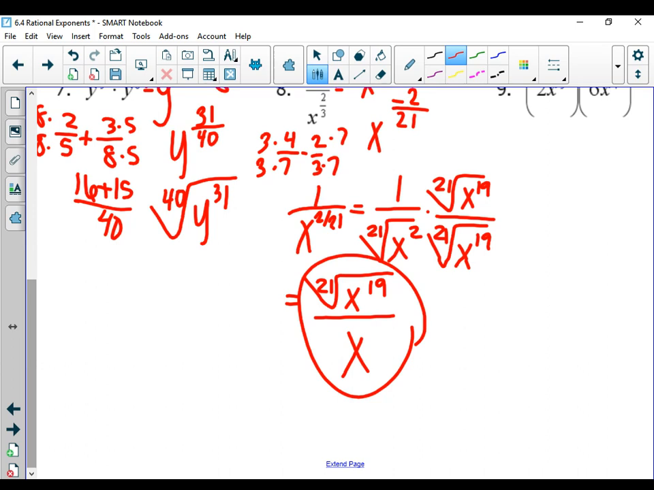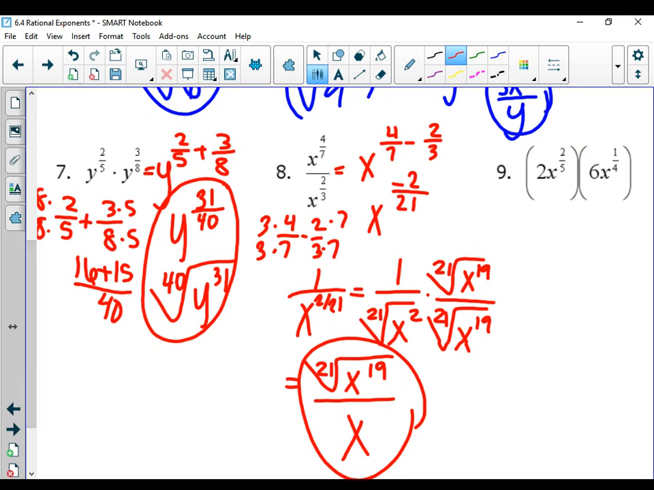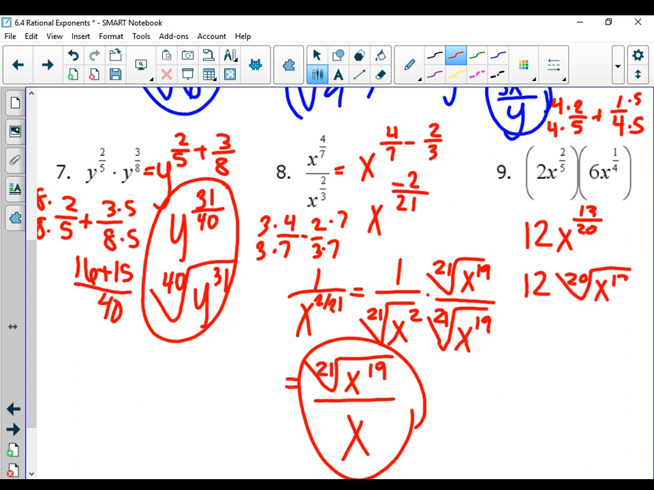And our last one. I'm going to do 2 times 6, which gets me my 12. And then I'm going to add my exponents. So 2/5 plus 1/4. Multiply that by 5. Multiply that by 4. I get 8 plus 5, which is 13 over 20. And if they wanted me to rewrite that, I would have the 20th root of x to the 13th. So again, depending on how they ask you to leave your answers, that's how you'll do those.